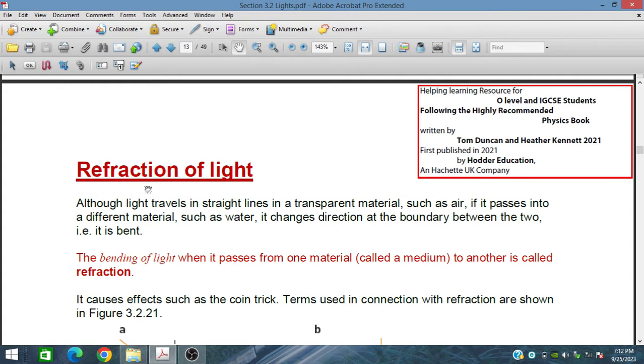Let's start refraction of light. As we all know, light travels in a straight line in a transparent medium such as air, but whenever it passes through a different medium such as water, it changes direction at the boundary between the two, and that is, it is bent. Whenever light comes to a boundary between two different mediums, that light bends toward the denser medium. So that is called refraction of light.